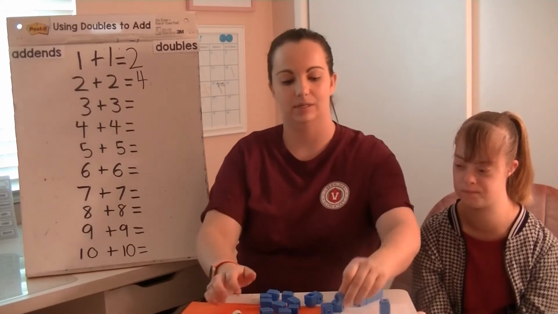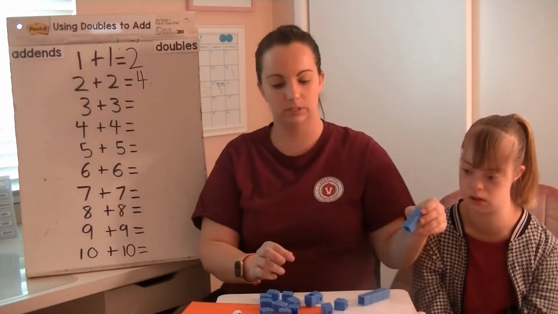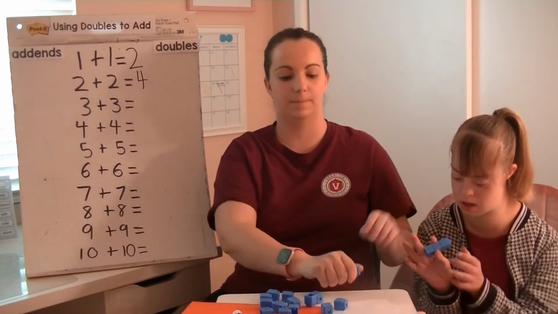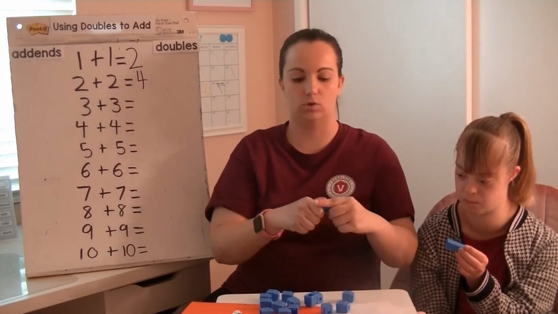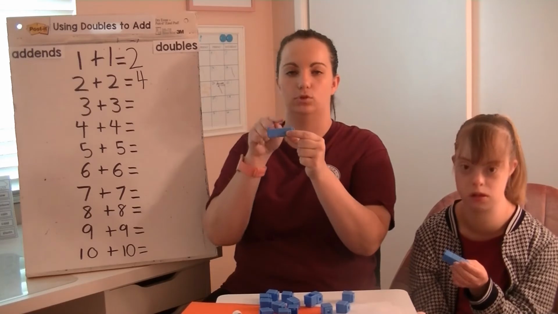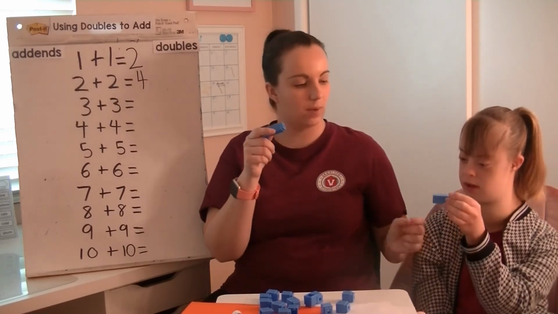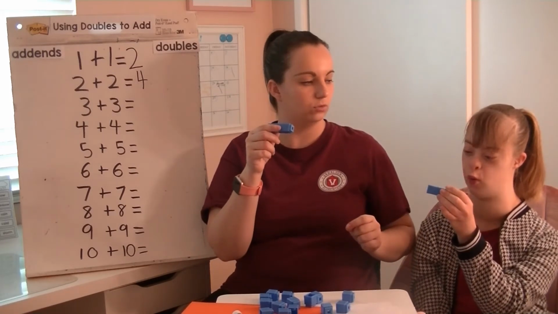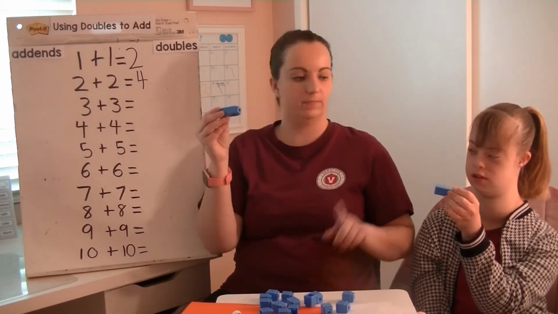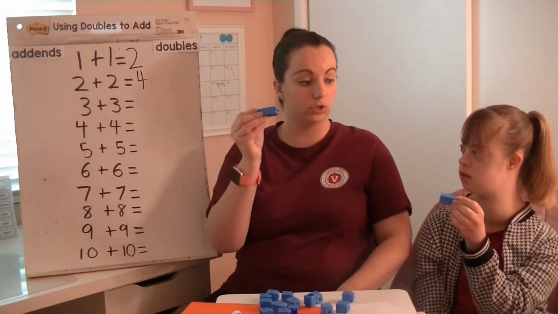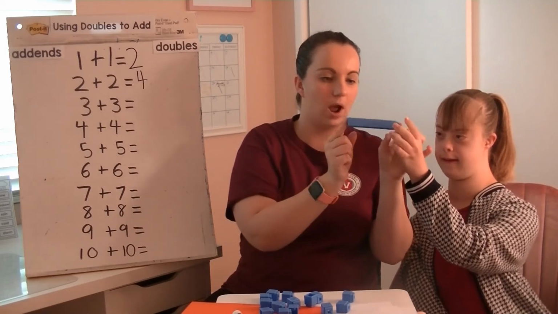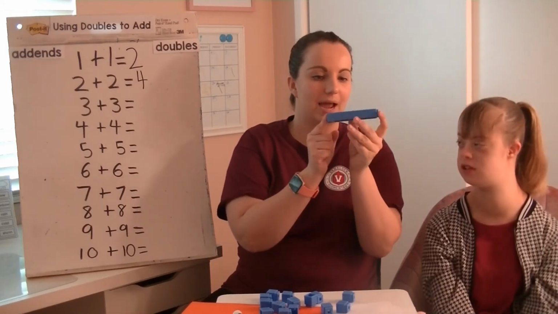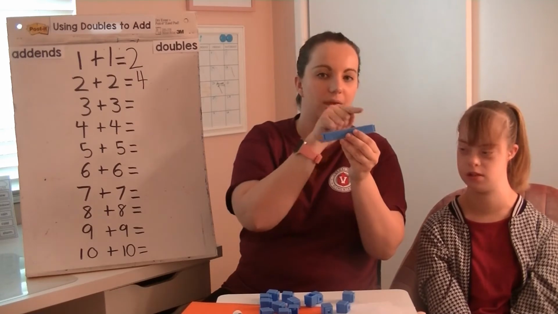Okay, Kaylee, take your 3 cubes. And I'll take my 3 cubes. I'll hold it up and show it. I have 3. 1, 2, 3. Kaylee, how many do you have there? 3. 3 as well. 3 + 3. Let's add them or join them together. Let's see how many in all we have now.